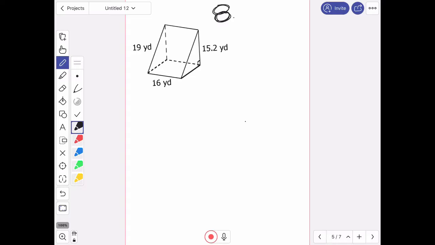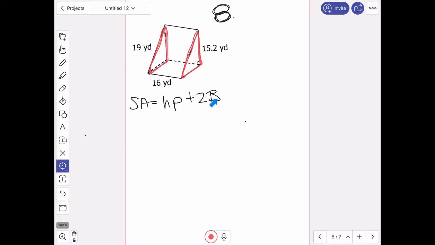Okay, so for number 8, we have a triangular prism. So we're going to take the height of the prism times the perimeter of the base plus 2 times the area of the base. So your base has to be this triangle right here. Okay. There's a base, and then the other base would be here. So it has 2 bases. That's where the 2 times base is coming from. You have 2 bases in a prism.